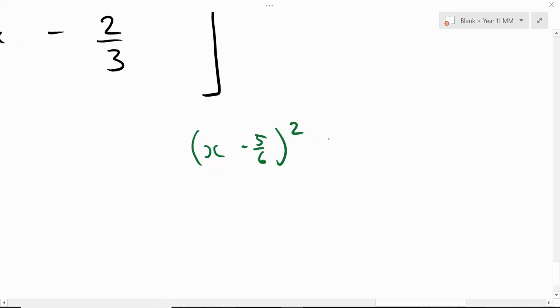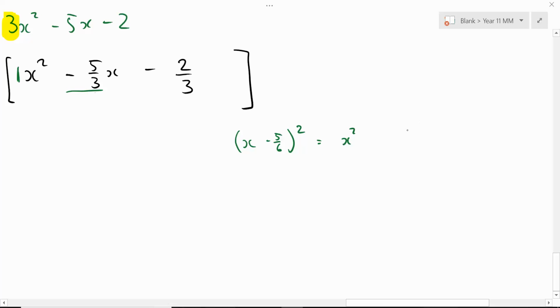Let's expand this. So if we would expand this, this is x squared. Now we also know that doubling negative 5 on 6 is minus 5 on 3x. Now the last number is plus negative 5 on 6 squared. But remember, negative 5 on 6 squared just means negative 5 on 6 times negative 5 on 6, which is 25 on 36. So what I'm trying to say is the answer should be x squared minus 5 on 3x plus 25 on 36.